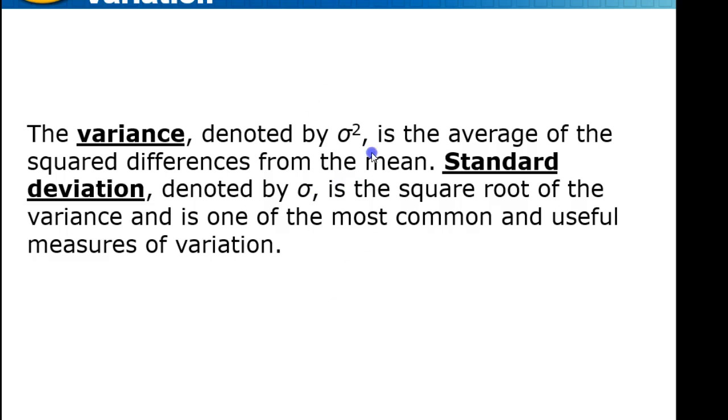Okay, from this screen, the main thing I want you to get are the symbols. Variance is sigma squared. That's a sigma, by the way. Kind of looks like an upside down Q or something. But variance is sigma squared. We'll talk about what that is in a second. Standard deviation is given by sigma. So just memorize the symbols and what they go with.